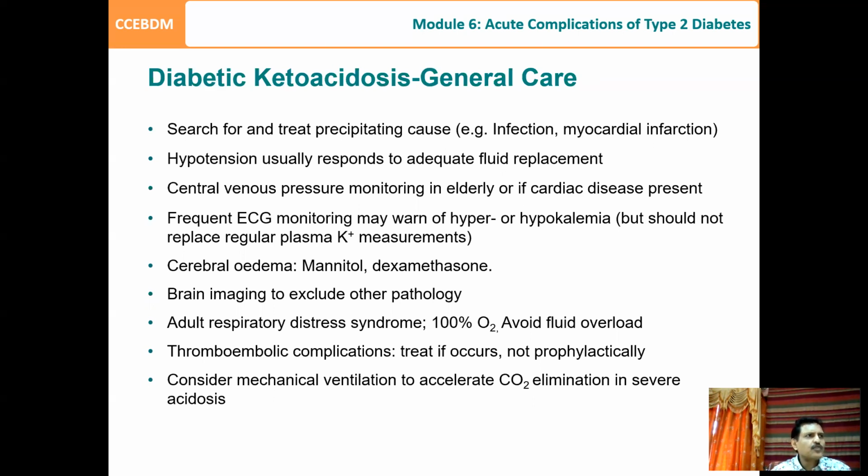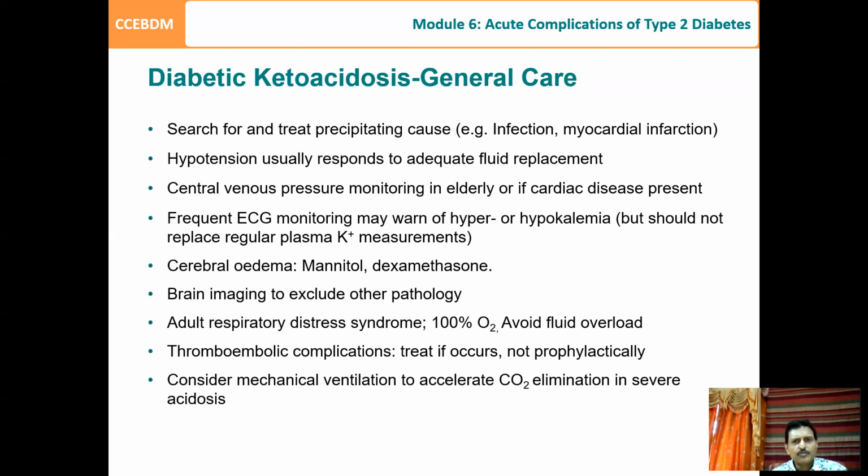Another important fact for diabetic ketoacidosis is to search for a precipitating factor. As I have told you, infection is a very important precipitating factor. In most situations, hypotension responds adequately to fluid replacement, and you don't have to give anything like dopamine or dobutamine. You don't require any pressor agent to improve the hypotension. Central venous monitoring is required only in elderly subjects where cardiac disease is present. It is not required in children.